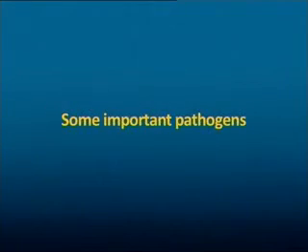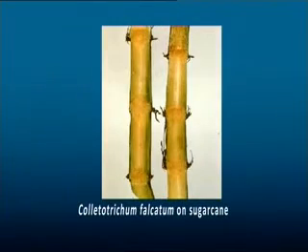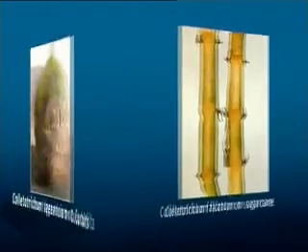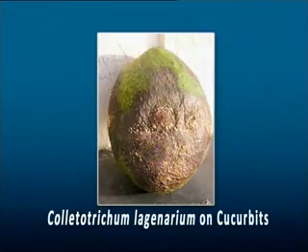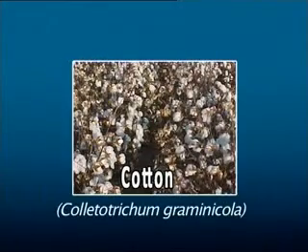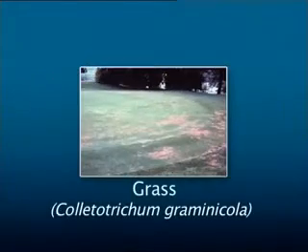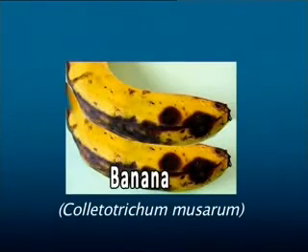Some important pathogens of this genus are Colletotrichum falcatum on sugarcane, Colletotrichum lagenarium on cucurbits, Colletotrichum gossypii on cotton, Colletotrichum graminicola on the seeds of many grasses and cereals, and Colletotrichum musae causing anthracnose and fruit rot, also called cigar end disease of banana.